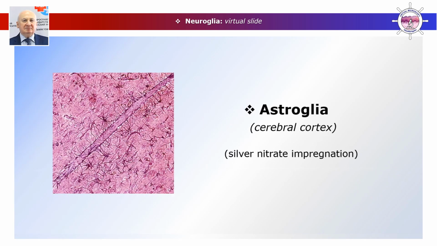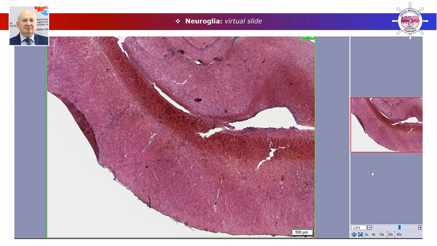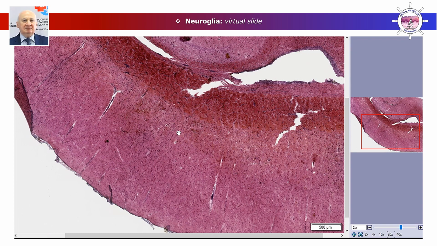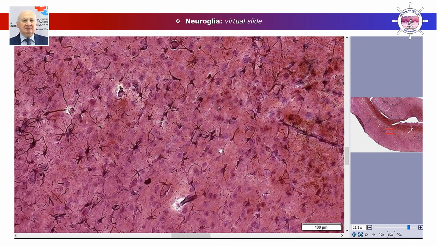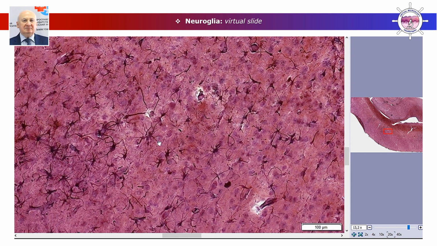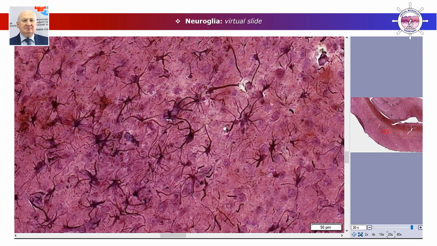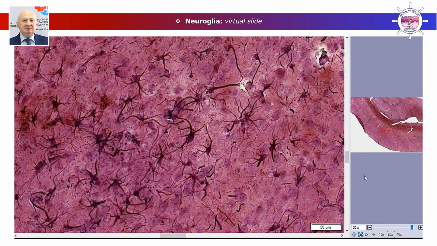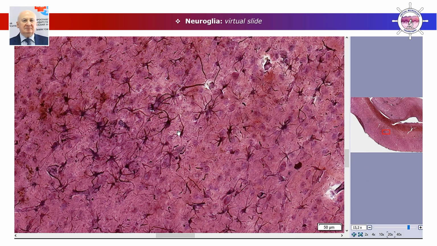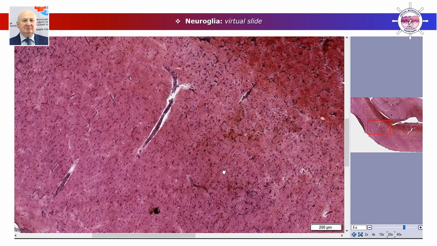Astroglia. Astrocytes. Astrocytes are the most abundant glial cells of the central nervous system, which are characterized by numerous cytoplasmic processes radiating from the glial cell body. Astrocytes help to selectively move nutrients and other metabolites between neurons and capillaries.